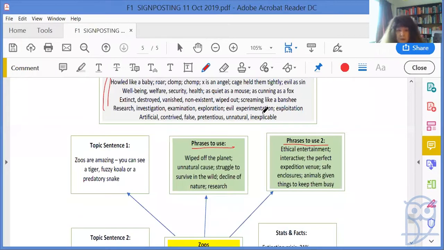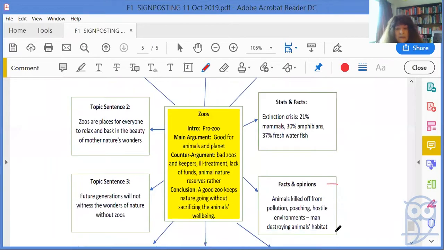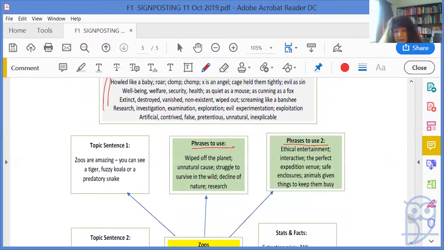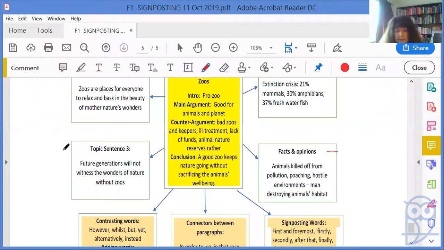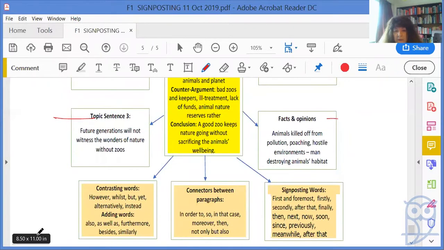You're also going to be doing research, looking up some statistics and facts, maybe some more facts and opinions. Some facts you might have a strong opinion about or a strong opinion against. On top of that, you're going to have your sentences, your topic sentence 2 for your second paragraph, topic sentence 3. One of them is going to be your counter argument.